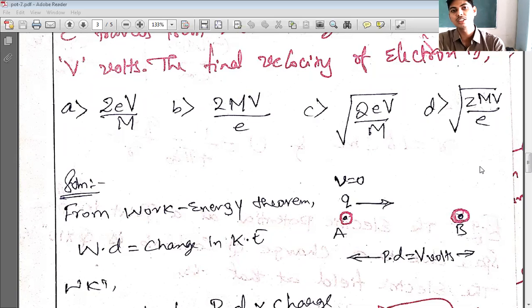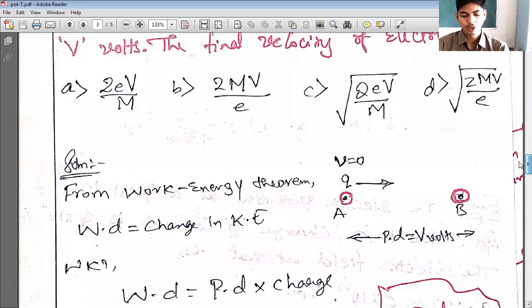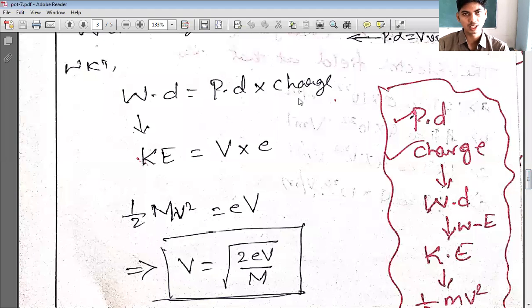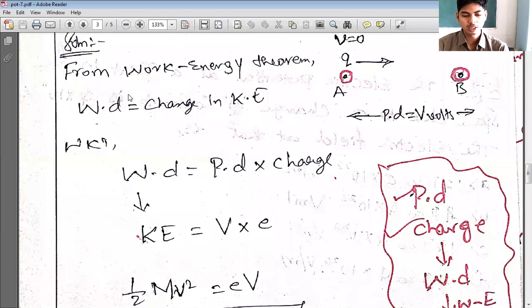How do you find change in kinetic energy ಅಂತಂದ್ರೆ that can be done using work energy theorem. ನಮಗೆ actually kinetic energy ಕೇಳಿಲ್ಲ. Instead we are asked final velocity. Final velocity we will calculate it. ಹೇಗೆ ಮಾಡಬೇಕು ನೋಡ್ರಿ. When we know potential difference and charge, we can always calculate work done. From work energy theorem, work done is equals to change in kinetic energy.